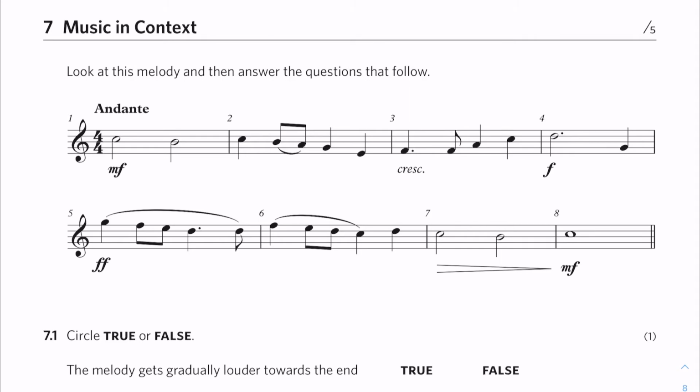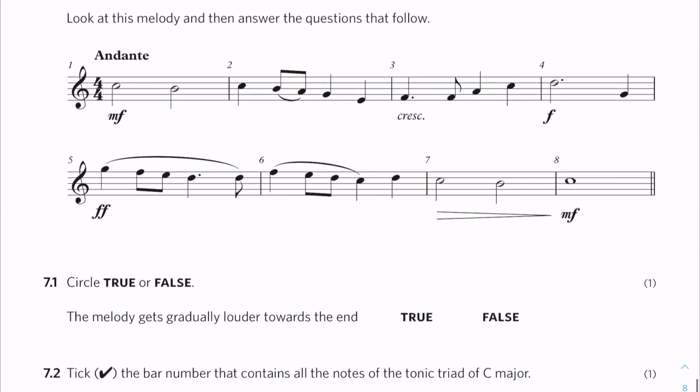Look at this melody and then answer the questions that follow. So they give you an excerpt of 8 bars, 2 lines, and you need to answer a couple of questions. So question 7.1, circle true or false. The melody gets gradually louder towards the end. So where's the end? Starting from the beginning, we have bar 1, and at the end, we have bar 8.